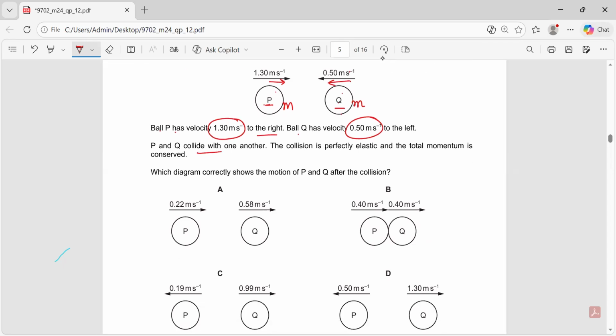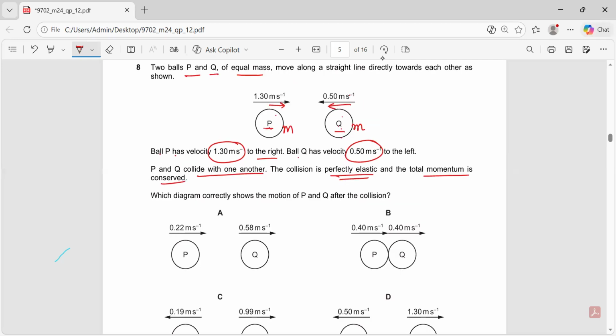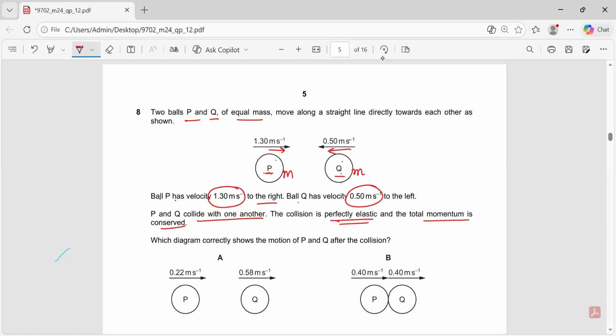P and Q collide with each other. The ball P and ball Q are going to have a collision, and the collision is perfectly elastic, and total momentum is also conserved. Children, what is the concept I have taught you regarding this? When two bodies of equal mass collide elastically, they exchange their velocities. I taught you one rule. What was that rule? Two bodies of equal mass. This is very important.